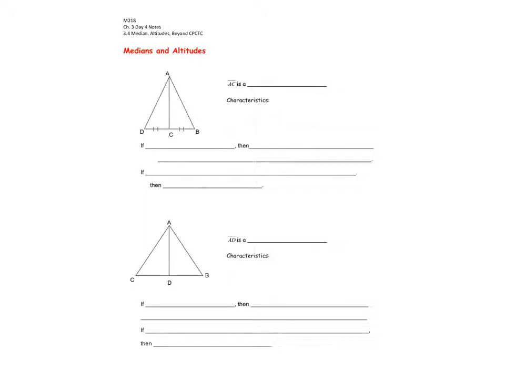Class. Today I'm going to teach you guys about medians and altitudes. In the first picture that we have, AC is a median. Some of the characteristics of a median are that it hits at the midpoint of the side to which it is drawn. We could also say that it bisects the opposite side.